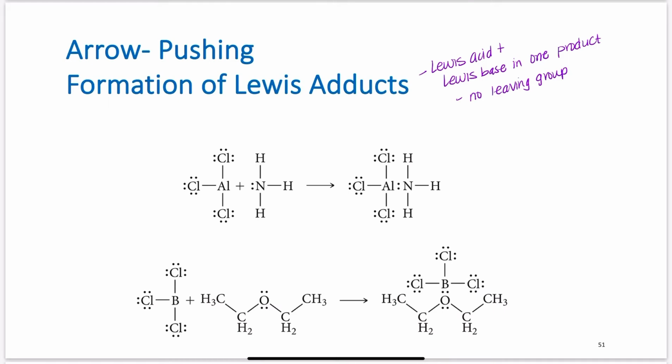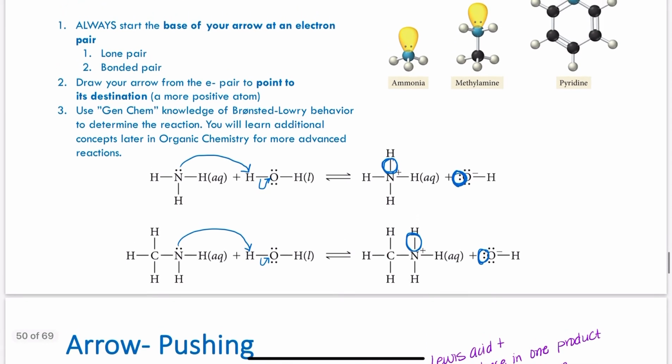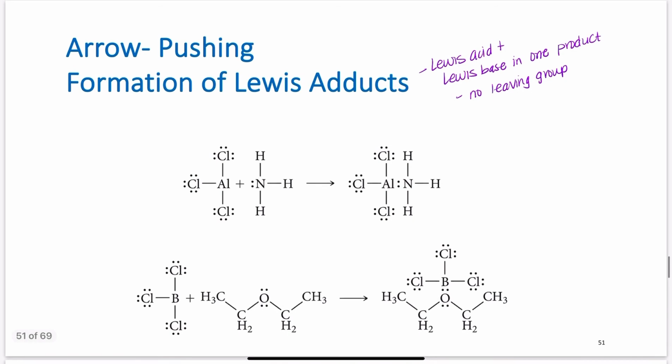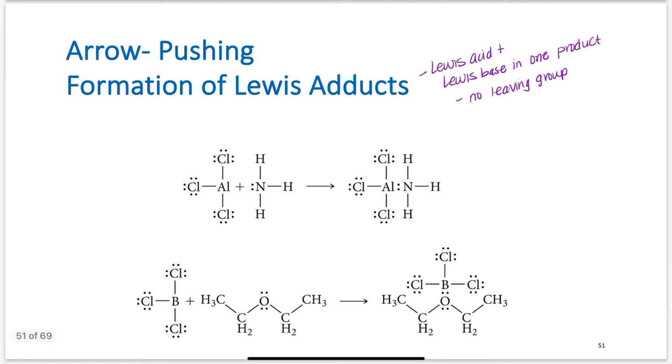Leaving group is a concept we use a lot in organic chemistry. A leaving group here would be your hydroxides. These are your leaving groups. They're the leftovers. Here, we don't have a leaving group. Everything that went in is part of our final product. That is called a Lewis adduct, a Lewis acid-base adduct.